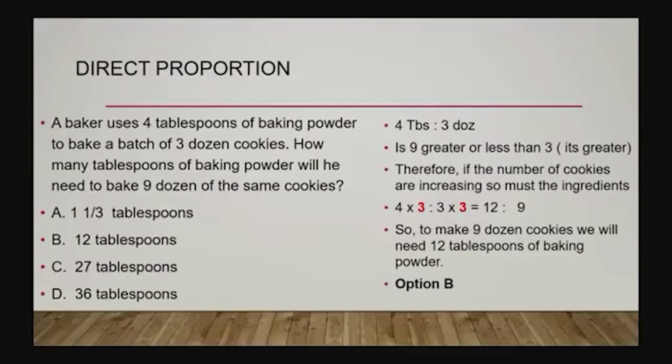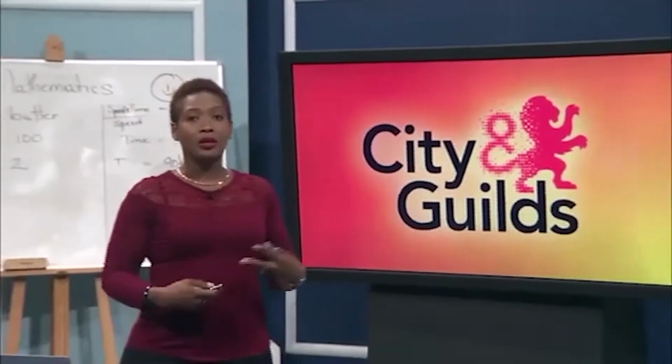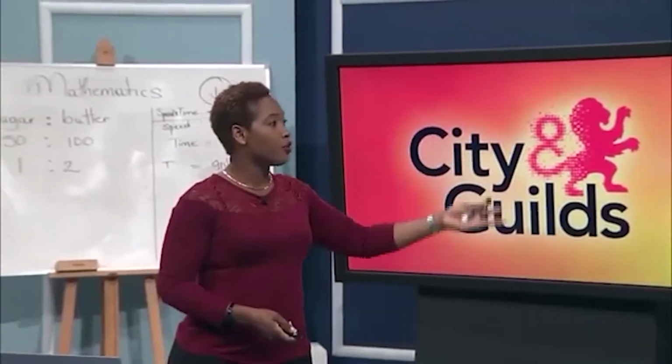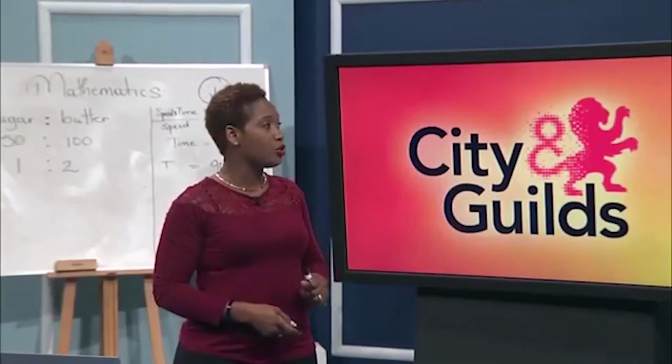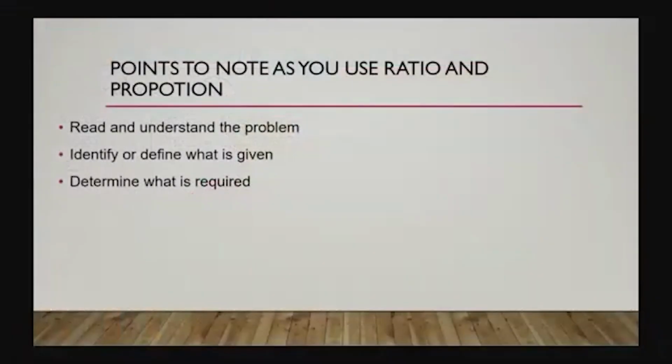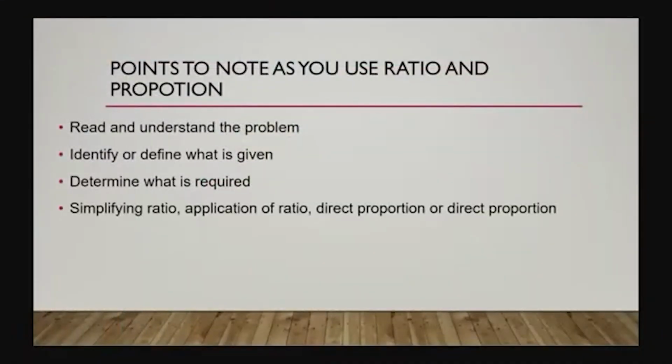All right, so we're going to look at some key points as it pertains to when you are given an exam question. What are you looking for? How do you approach this question? So read and understand the problem. That's the first thing that you should do. Identify or define what is given. Determine what is required. And simplify the ratio, apply the ratio, figure out if it's direct or inverse proportion. Then you solve for what is required. Also, you can pay attention to the options that they give you. So if you need to simplify, you can definitely do that.